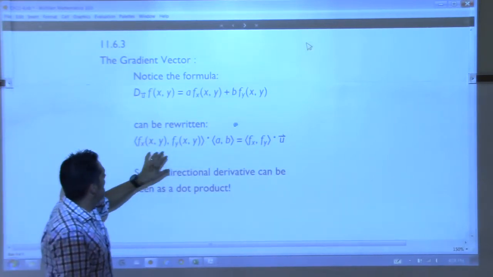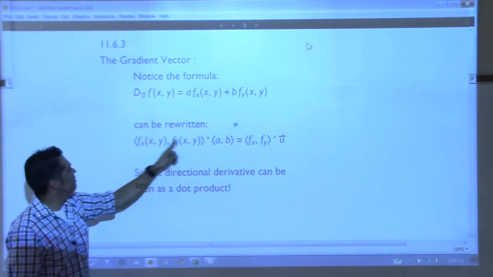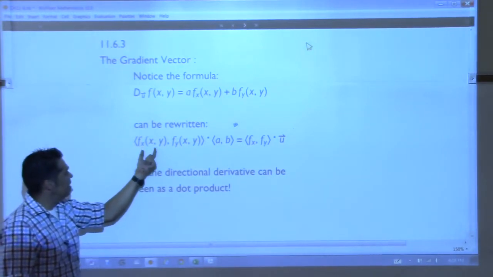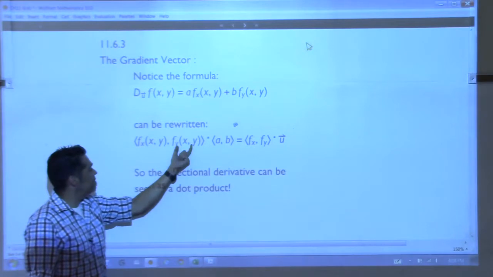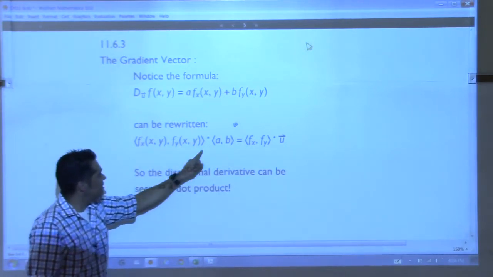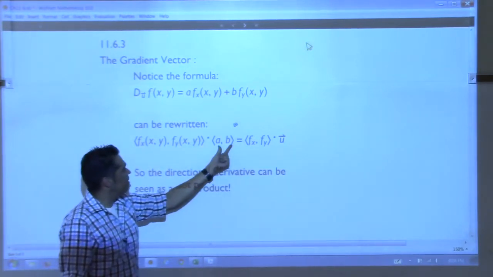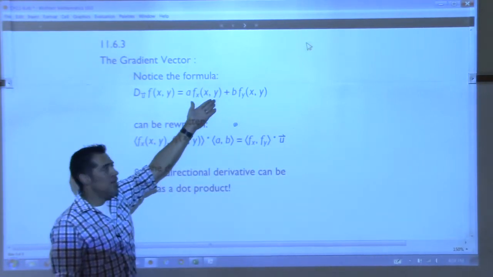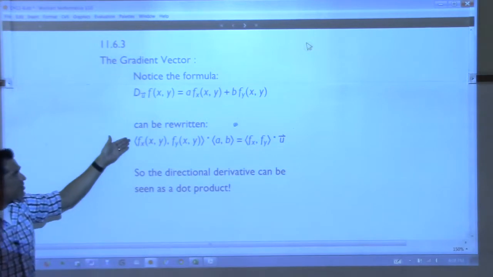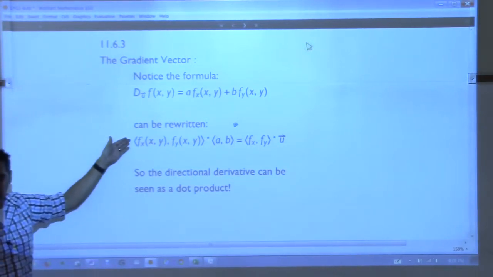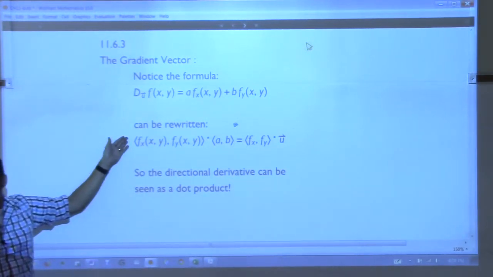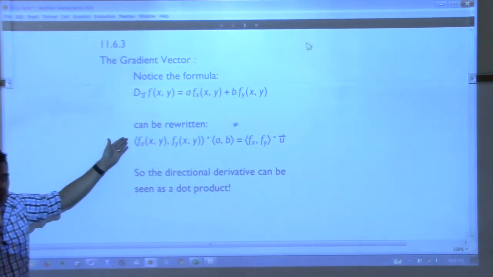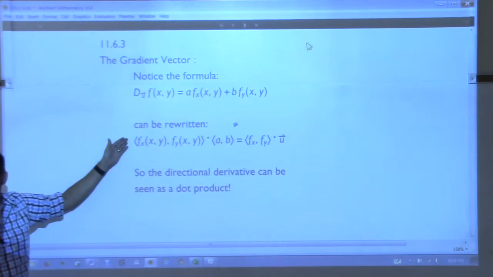I could take this vector right here, where the first component is the partial of f with respect to x and the second component is the partial of f with respect to y. That's my first vector. If I tell you to dot that with this vector, you would do this times this plus this times this, and that would be that, right? So the directional derivative can also be looked at as a dot product, if we wanted to. And you might be asking yourself, why would you want to do that? But just agree with me that you could, yes?